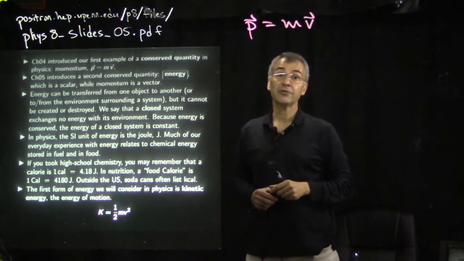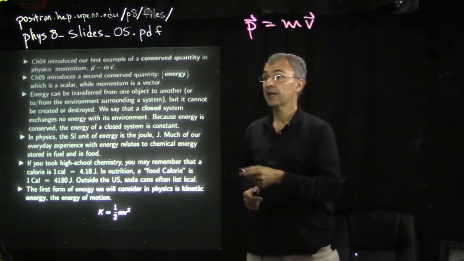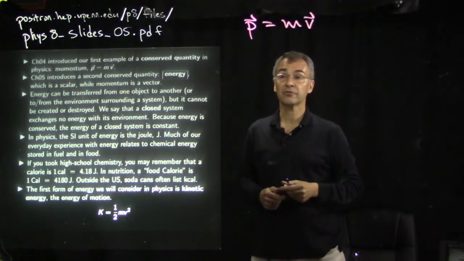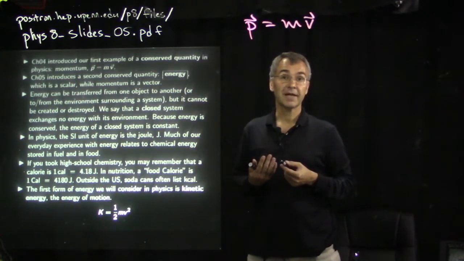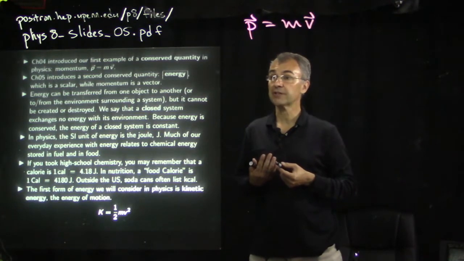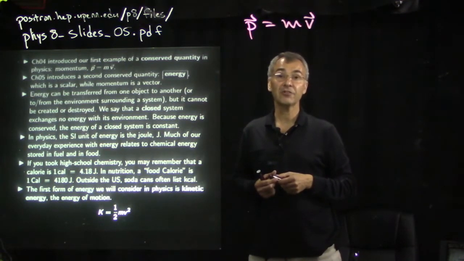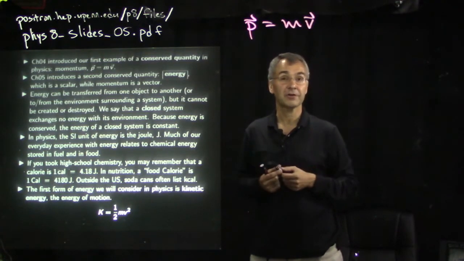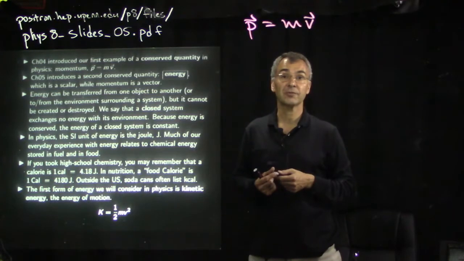So Chapter 5 introduces a second one of our great conserved quantities in physics. It's called energy. Energy is a scalar, while momentum is a vector. Like momentum, energy can be transferred from one object to another, but it cannot be created or destroyed. So remember, we said that an isolated system is a system that momentum cannot get in or out of. And we will analogously say a closed system is a system that energy cannot get in or out of.